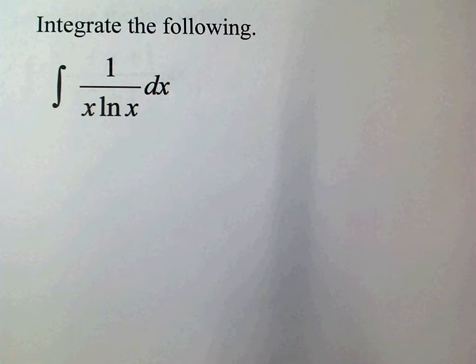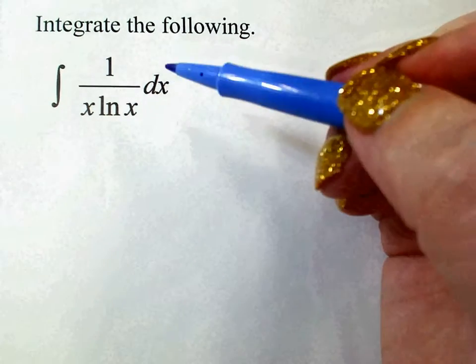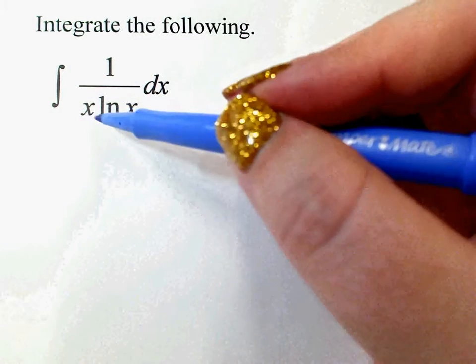Okay. Do you see a function and its derivative? 1 over x, and what's the derivative of natural log of x? 1 over x. Exactly. So in this case, this is one of those times where the 1 over x, even though it's in the denominator, the x is part of it.